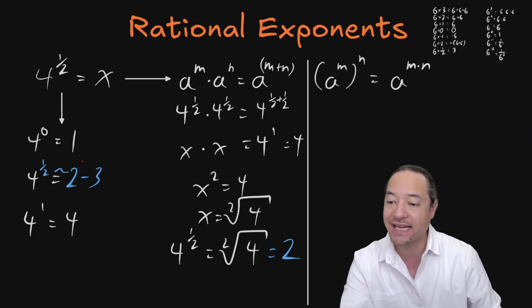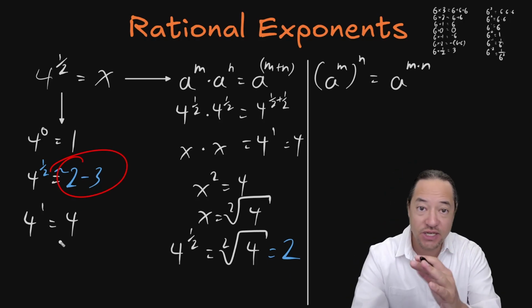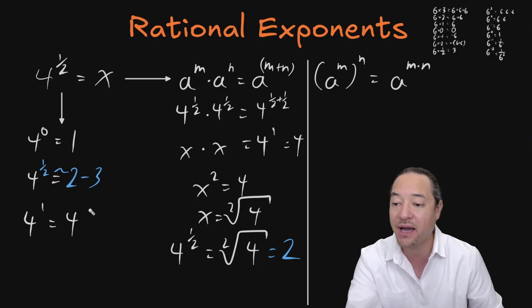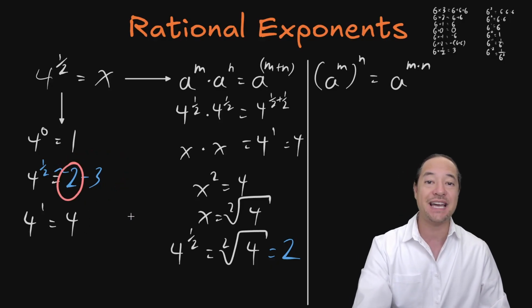And so our guess here that it would be somewhere between 2 and 3 was actually a really good guess. It turns out 4 to the 1/2 power is going to be 2. Okay, that's what it's going to be.